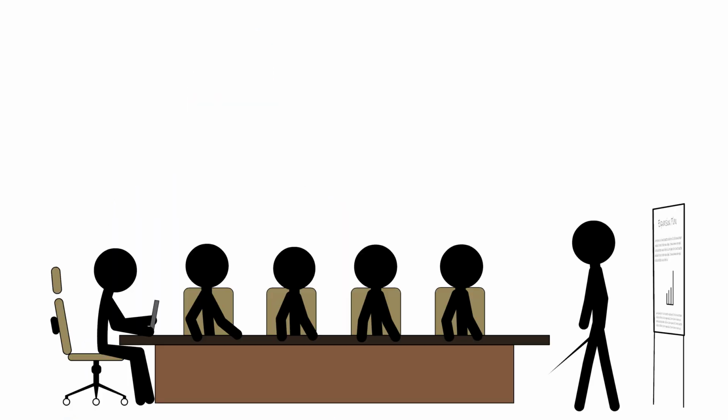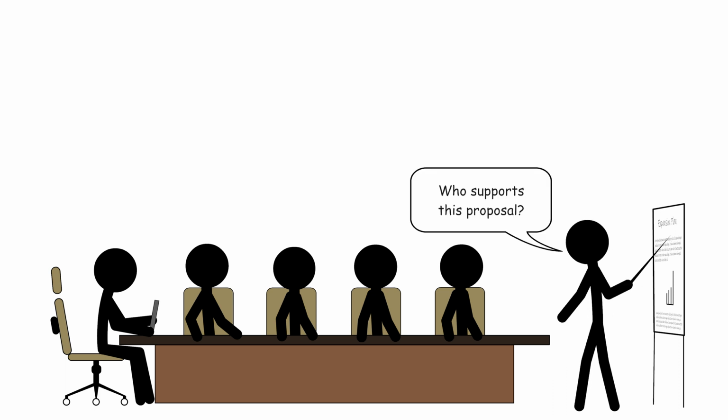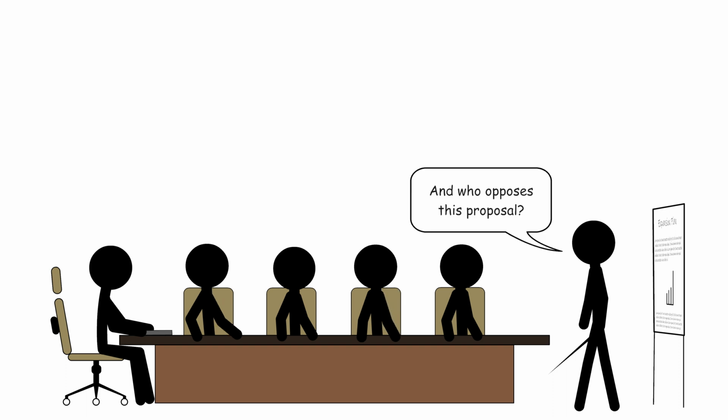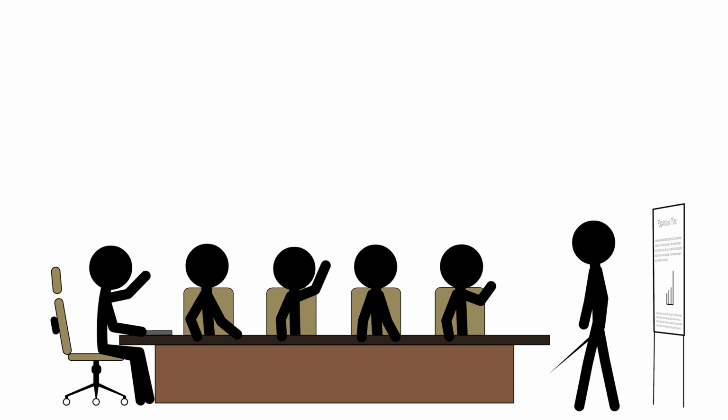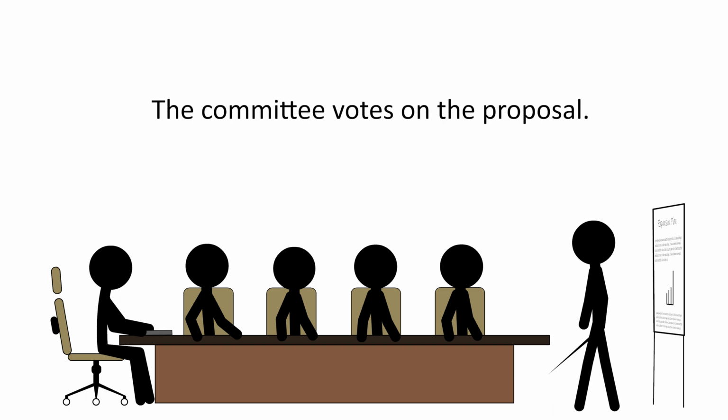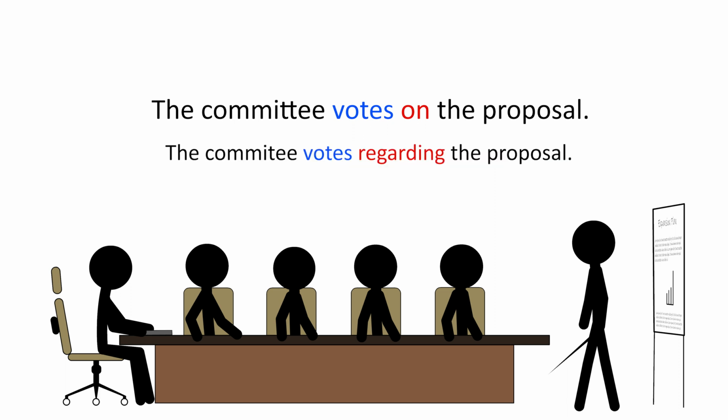Okay, let's try another one. How do you think we could describe this using a phrasal verb with on? Here, a committee votes regarding a proposal. So we can say, the committee votes on the proposal. Votes means vote, and on means regarding. So the sentence just means the committee votes regarding the proposal.